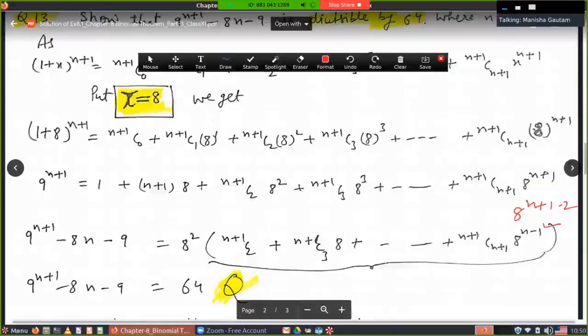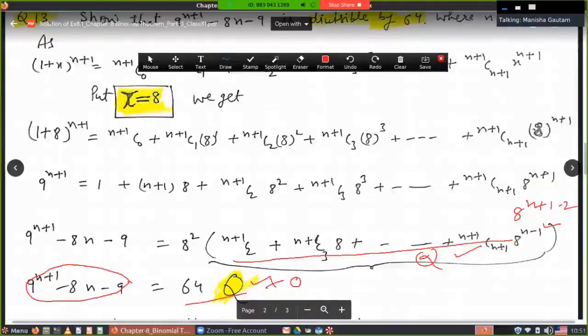Now what is this part? This whole part is taken as a cube. So this becomes 64 cube. This is the requirement of the question. When you divide the whole statement by 64, you get remainder 0. This is the question. Solve it.